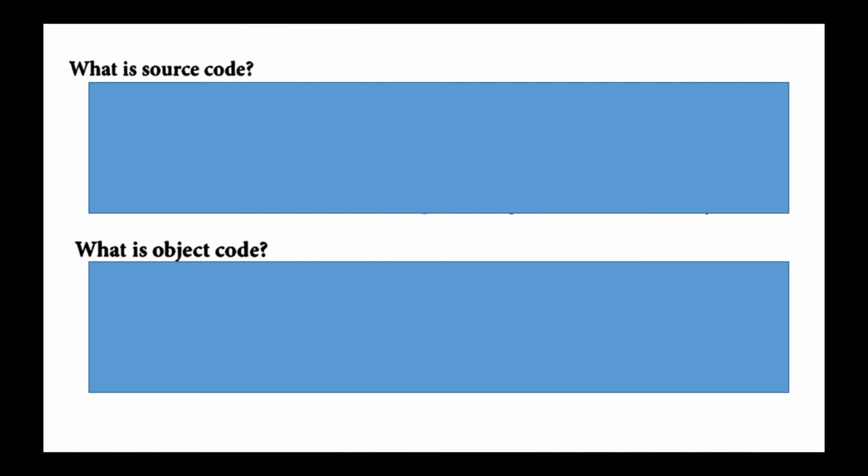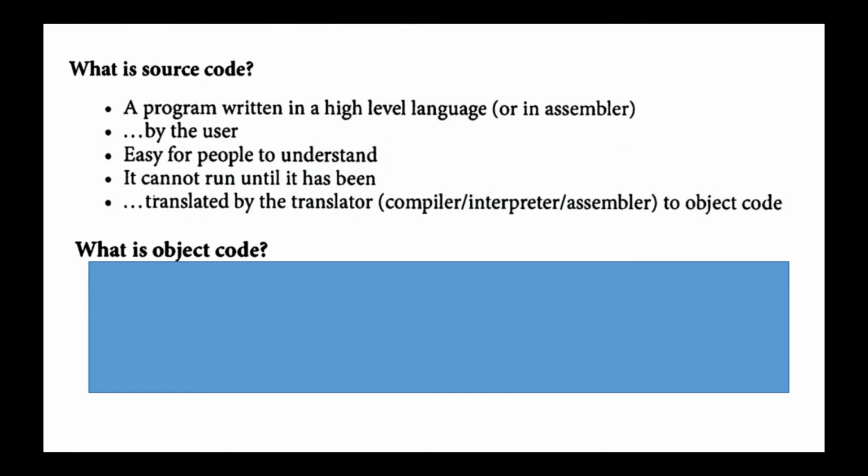Right then, so the first questions, as you can see: what is source code and what is object code? The answers: source code is a program written in a high-level language or in assembler by the user, easy for people to understand. It cannot run until it has been translated by the translator, so the compiler, interpreter or assembler, to object code.